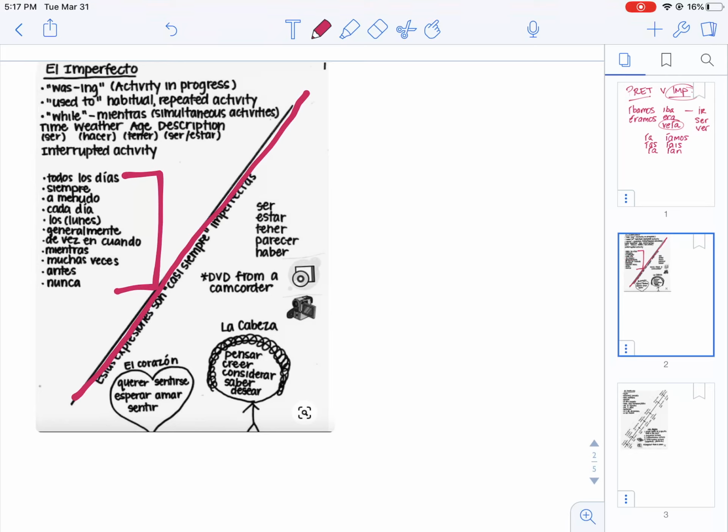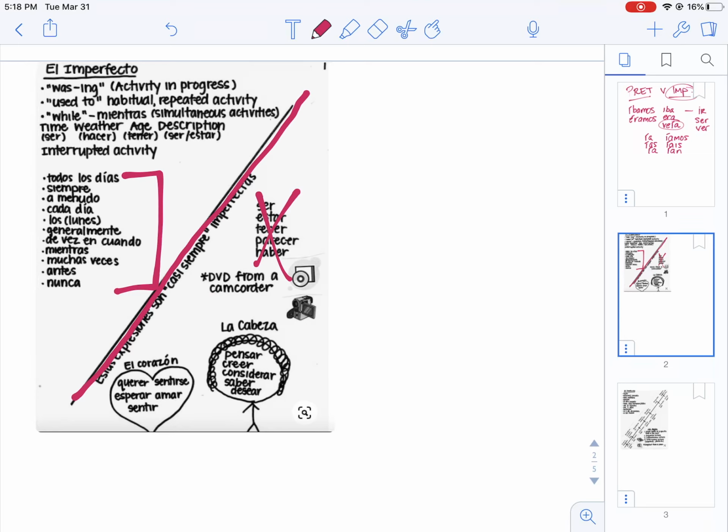The words that have to do with feelings, right? So verbs like querer, sentirse, esperar, amar, sentir, those verbs all have to do with feelings, and feelings is one of the emotions that has to do with the imperfect. That's when you use imperfect. Verbs of thought, okay, so pensar, creer, considerar, saber, desear, those also have to do with the imperfect because those are thoughts, okay? This part I have no idea why that's on there, so just ignore that, okay? I think what this is trying to say, like DVD from a camcorder or when you're recording something, right? So what is happening in the background? What's going on? What are you recording? What are people doing? And then maybe something interrupts that action, okay?